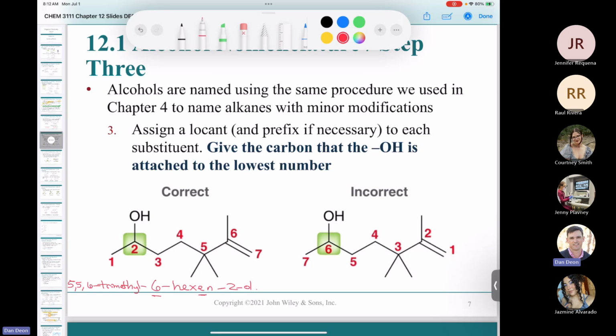And don't stress about it too much. There's only one question on the exam like that. But again, now you know how to do it. And we always give the alcohol precedence.